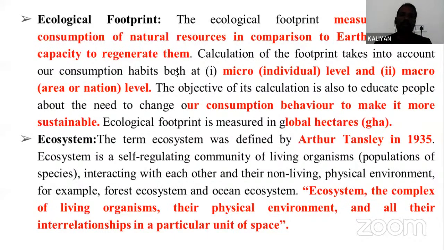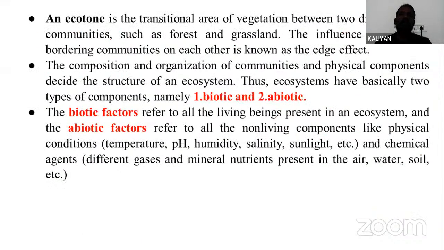Ecological footprint is measured in global hectares (GHA). Ecosystem was defined by Arthur Tansley in 1935. Basically, an ecosystem is a complex of living organisms, their physical environment, and all their interrelationships in a particular unit of space. It is called an ecosystem. Next is the ecotone. It is a transitional area of vegetation between two different plant communities. Example: forest and grassland. These are the major terminologies in the environmental literature.